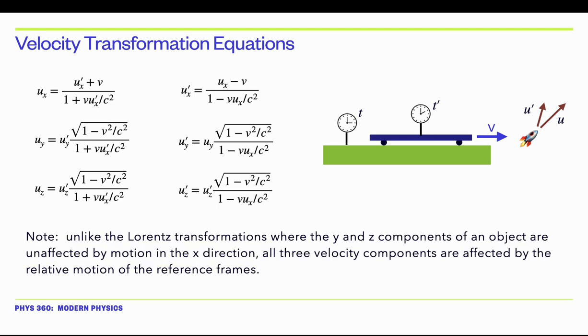Remember that in the regular Lorentz transformations with coordinates, it was only the component along the direction of motion that was transformed. The others were just, y is equal to y prime, z is equal to z prime. That doesn't happen here. All three coordinates actually undergo a transformation when you're looking at velocities, and that's because of time dilation. So it's the time dilation factor that has to be taken into account in this case.